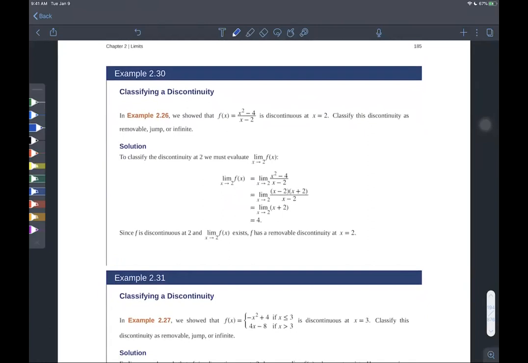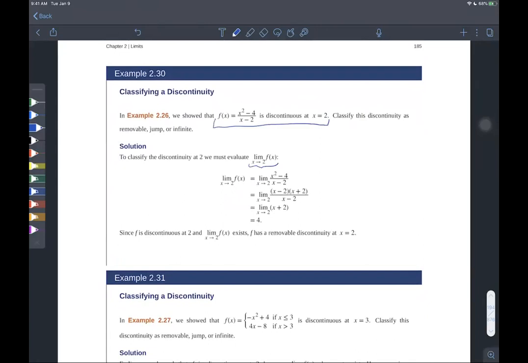2.30. In example 2.26, we showed that f of x equals x squared minus 4 over x minus 2 is discontinuous at x equals 2. Okay. Classify this discontinuity as removable, jump, or infinite. Solution. To classify this discontinuity at x equals 2, we must evaluate the limit as x approaches 2 of f of x, and we did this one in class.